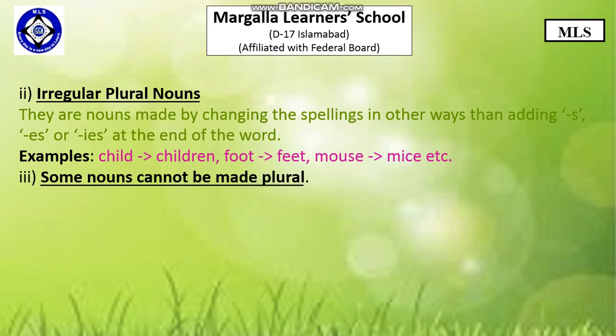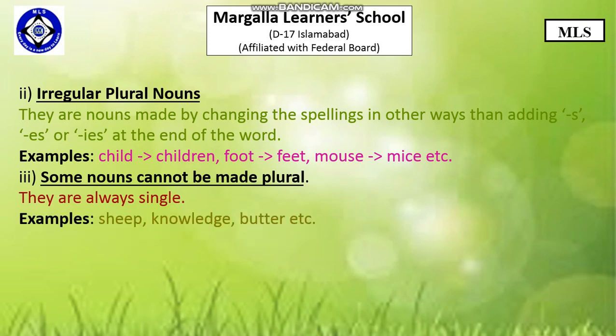Okay, now let's come to the third type, which is nouns that cannot be made plural. They are always single. For example, sheep, knowledge, and butter. Whenever you use them in a sentence, they will never have a plural form. They will always remain single.